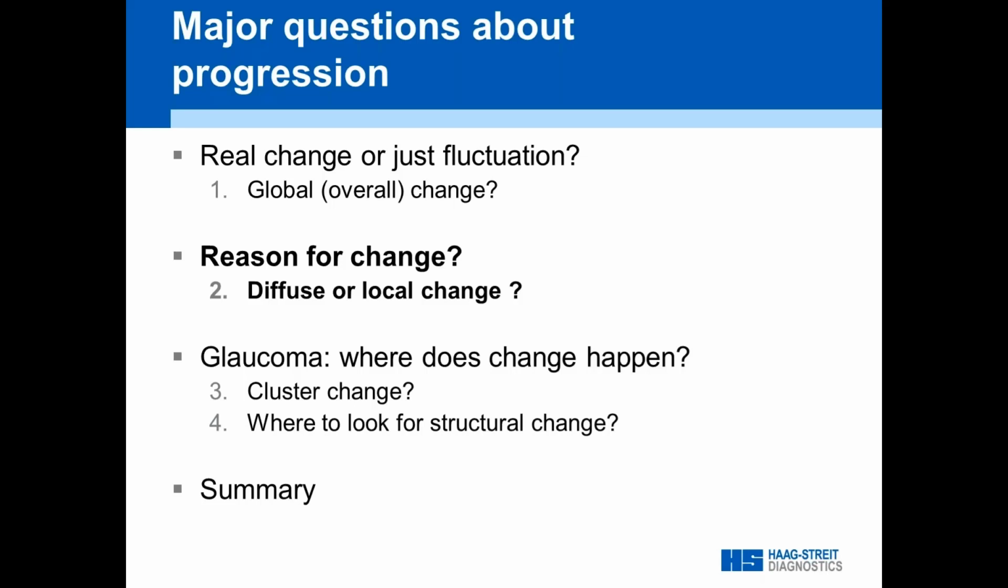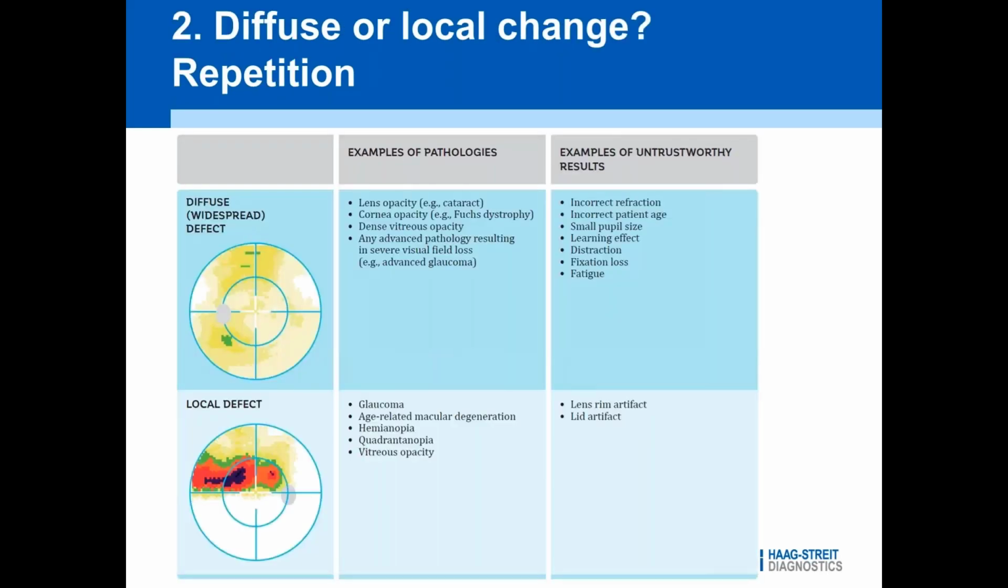Okay, let's move on. Some other nice things that are really helpful in some situations is to identify change, but why is it there? Do we know? And it's really nice to look at local versus diffuse change. Here, just to revisit a slide I've shown before, local change is often glaucoma, which is what we most often look for in progression, is typically a local change. But we do have some pathologies, most commonly cataract, that is diffuse.